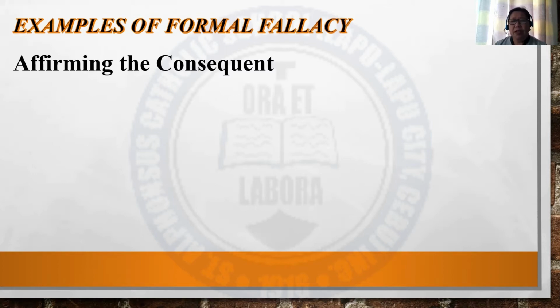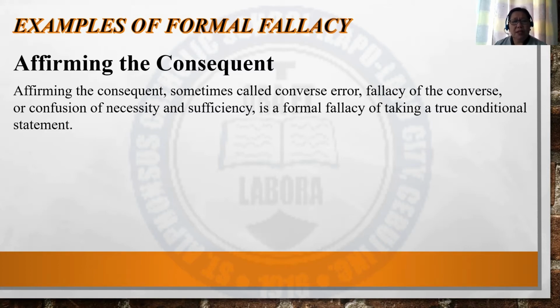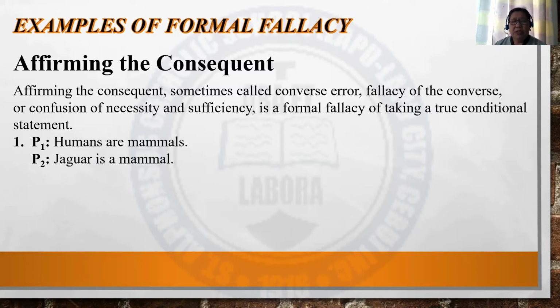First, for affirming the consequent. Affirming the consequent, sometimes called converse error, fallacy of the converse, or confusion of necessity and sufficiency, is a formal fallacy of taking a true conditional statement. So let us have the first premise: humans are mammals. The second premise: jaguar is a mammal. For the conclusion: therefore, jaguar is a human.